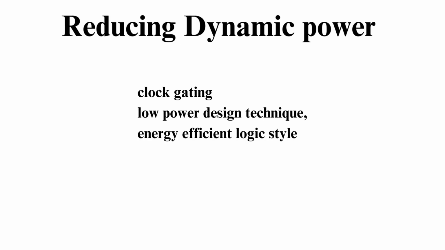The next one is reducing dynamic power. So how can we avoid this kind of dynamic power consumption? Here are some solutions. The first one is clock gating. Whenever we use clock gating techniques, we can switch off the unwanted clock circuits. Next one is low power design techniques.